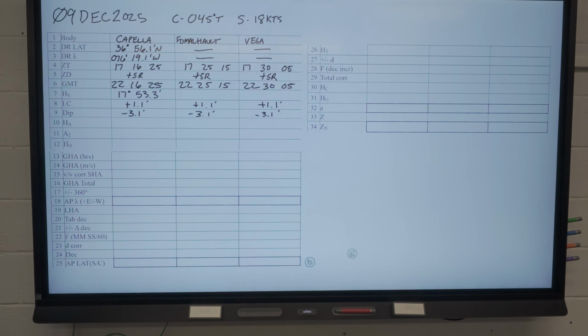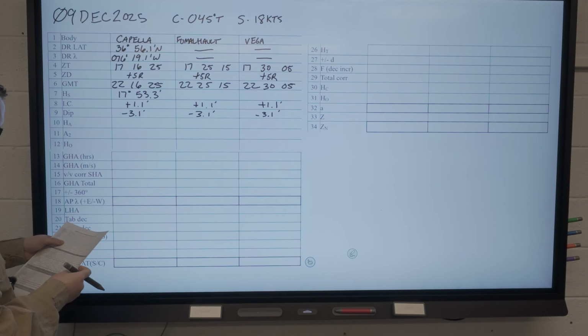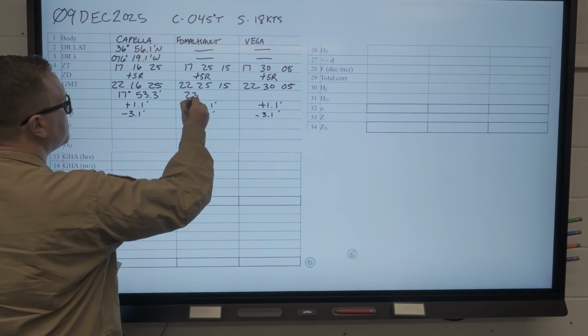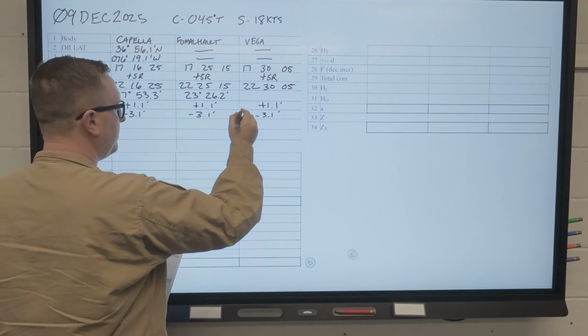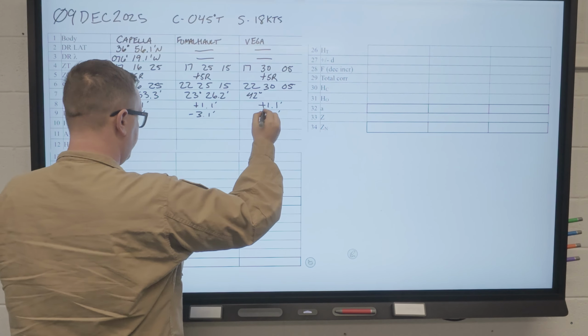All right. My HS for Fomalhaut is 23 degrees 26.2. And for Vega, I got 42 degrees 34.7.